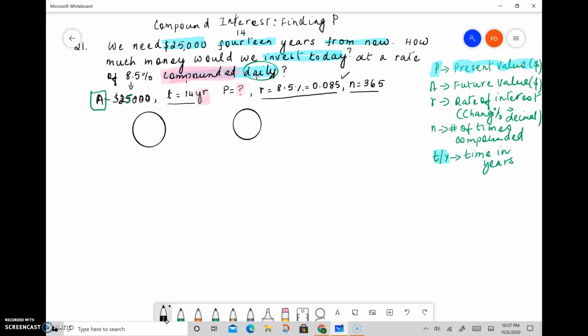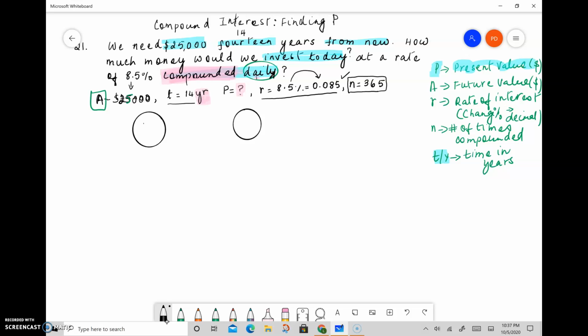At the rate of interest, 8.5%. As soon as you get the percentage, change it to a decimal, and only the decimal value of the rate can be substituted in the formula. And the minute you see that the interest is compounded, the next question we have to ask ourselves is, how many times is it compounded? It says daily, and that's the important piece of information here. Daily would be 365 times in the year.